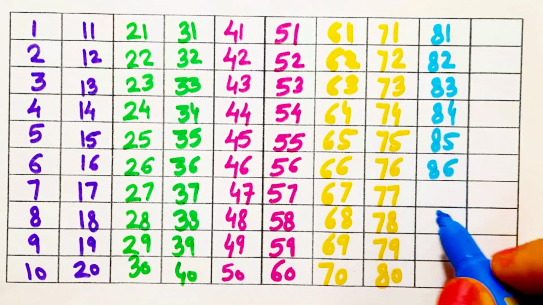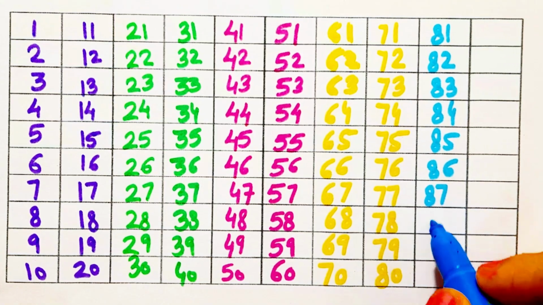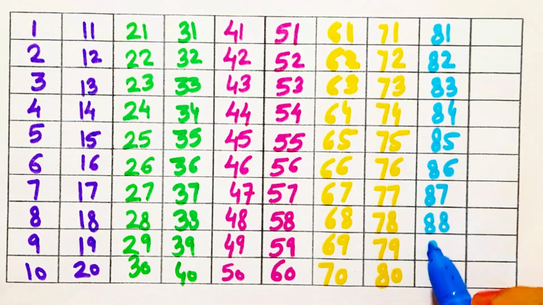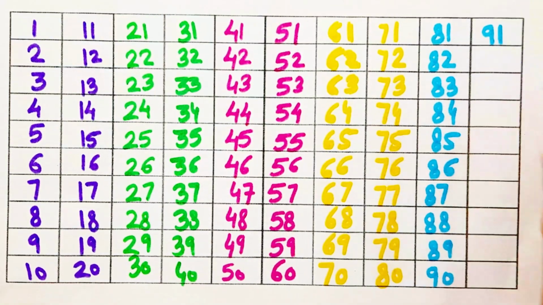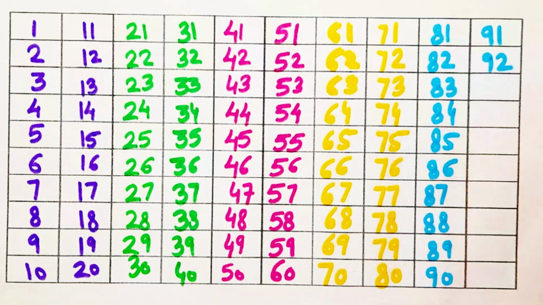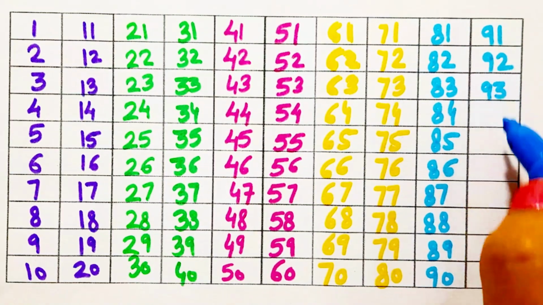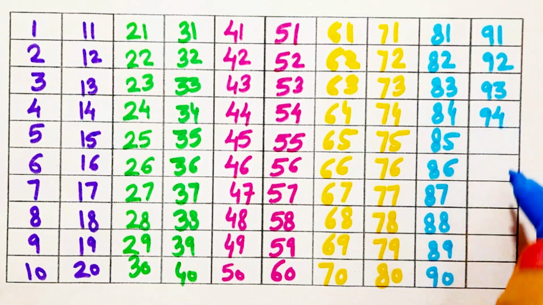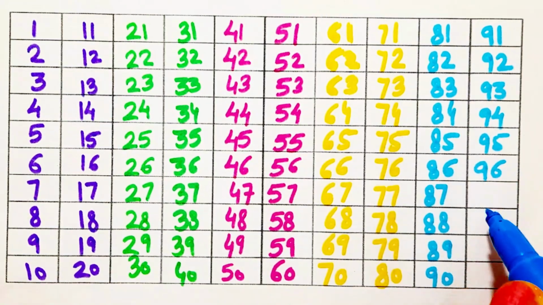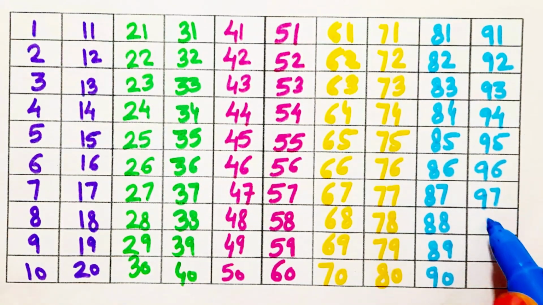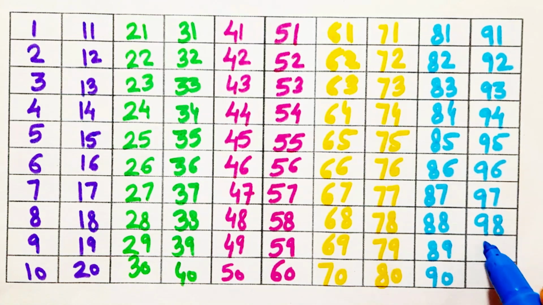85, 86, 87, 88, 89, 90 is 90, 91, 92, 93, 94, 95, 96, 97, 98, 99, 100.